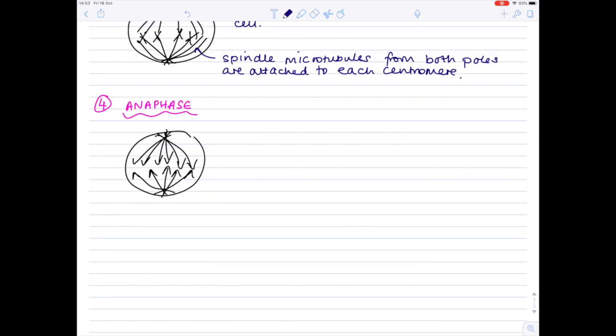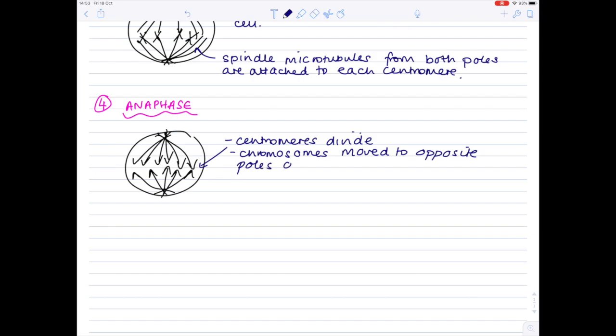In anaphase, the centromeres have divided, and now you can see the gradual migration occurring to the chromosomes as they move towards opposite poles of the cell. And they're moved by those spindle microtubules shortening.